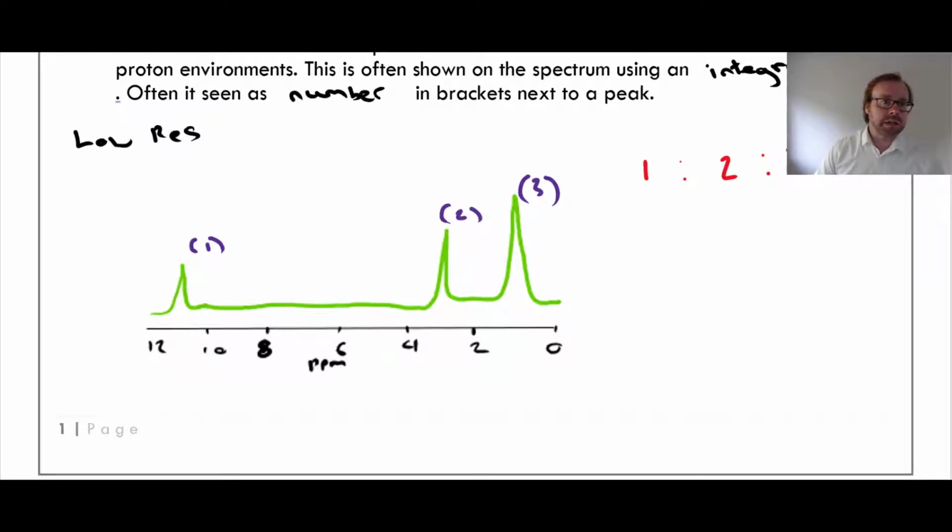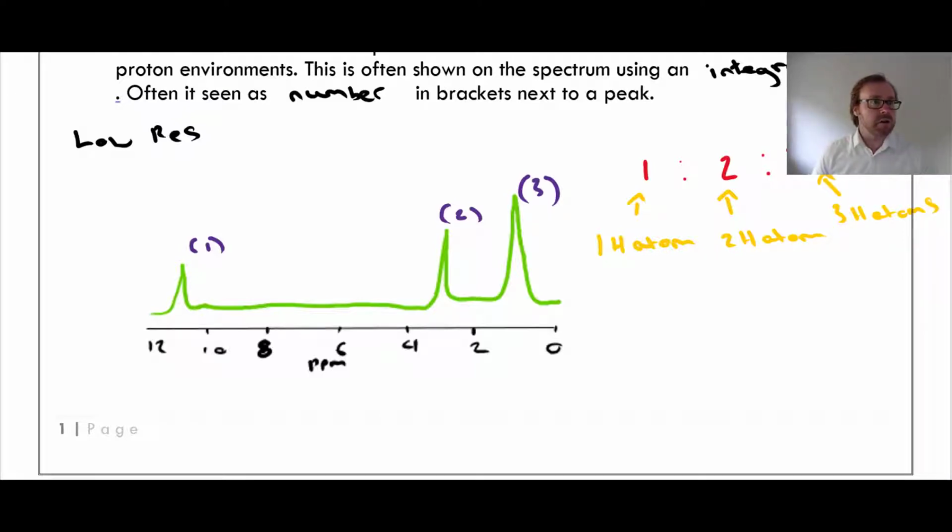The ratio just means the number of hydrogens in a proton environment. So in this hydrogen environment we would have 1 hydrogen atom, in this one 2 hydrogen atoms, and in this one 3 hydrogen atoms, usually.